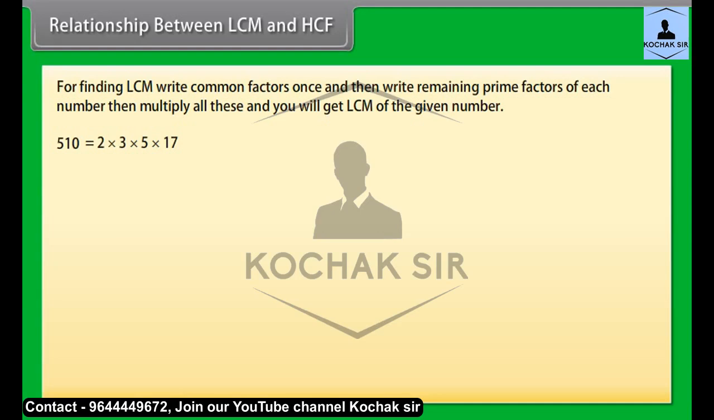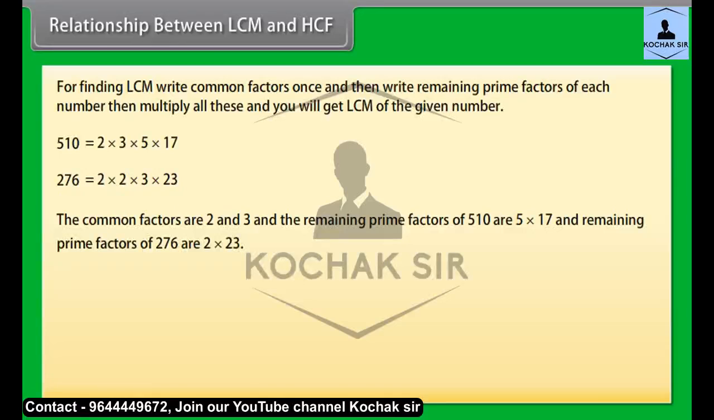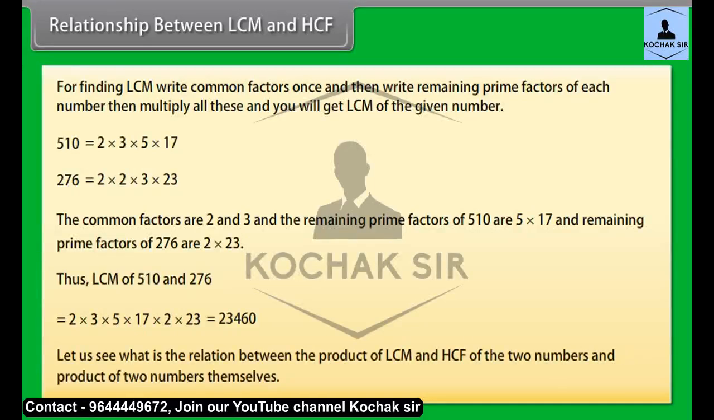510 is equal to 2 into 3 into 5 into 17. 276 is equal to 2 into 2 into 3 into 23. The common factors are 2 and 3, and the remaining prime factors of 510 are 5 into 17, and the remaining prime factors of 276 are 2 into 23. Thus, the LCM of 510 and 276 is equal to 2 into 3 into 5 into 17 into 2 into 23 equals 23,460.